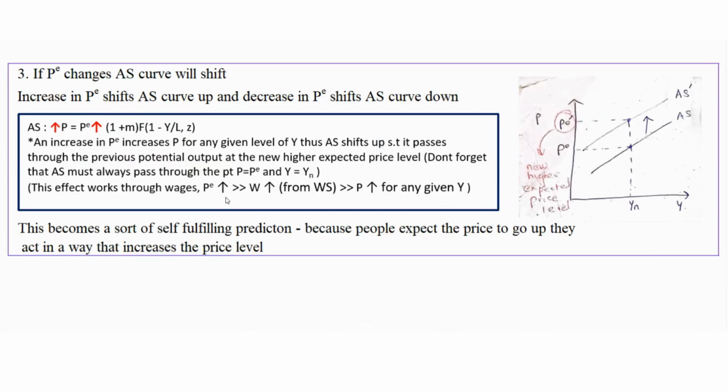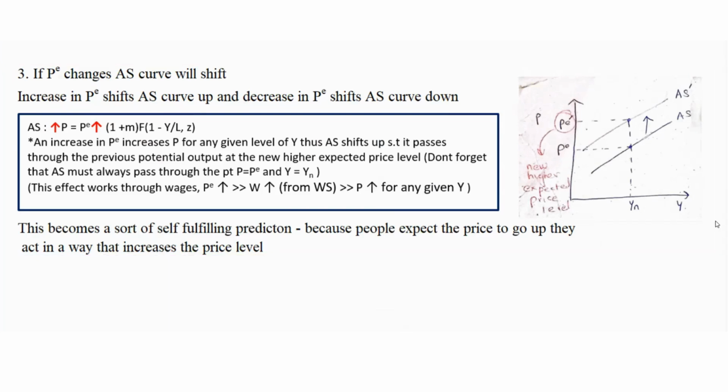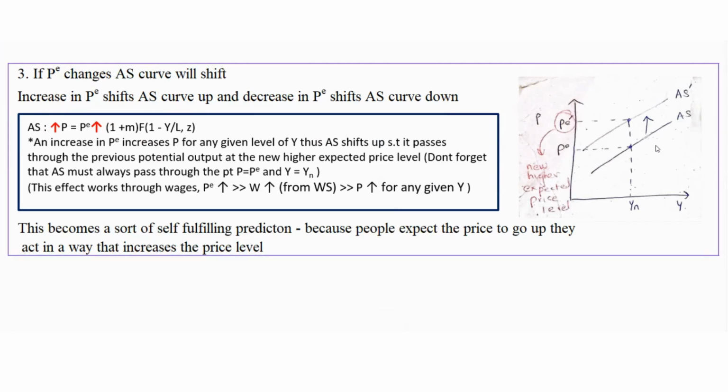And this effect works through wages, because when the expected price increases, W increases from WS, because remember what WS was: W is equal to PE F(u, z). So when PE increases, W increases from WS, and that causes P to increase from PS, which is P is equal to (1 plus MW) times W, for any given Y. This increase in P happens for any given level of Y, so the entire AS curve shifts up, right?